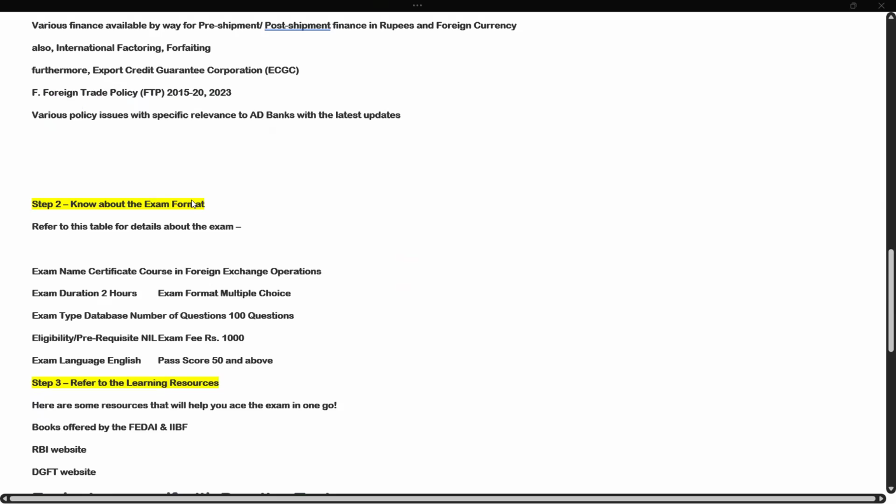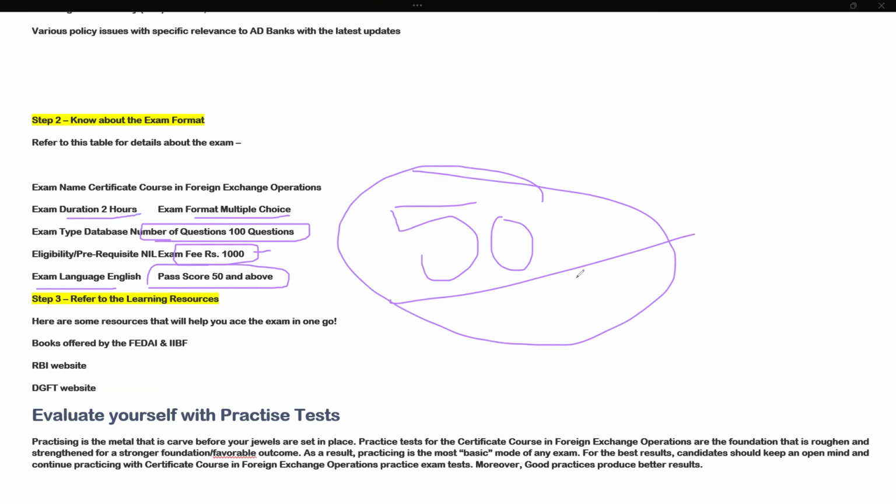And you should know about the exam format. What is the exam format? It is a 2 hour duration, multiple choice questions, 100 questions, and the exam fee is 1000 plus GST. You can check the exam fee, and if any changes happen, you can see them. The exam language is English, and you have to score 50 and above. So if you score exactly 50, you pass. This 50 marks is very important for you to get.